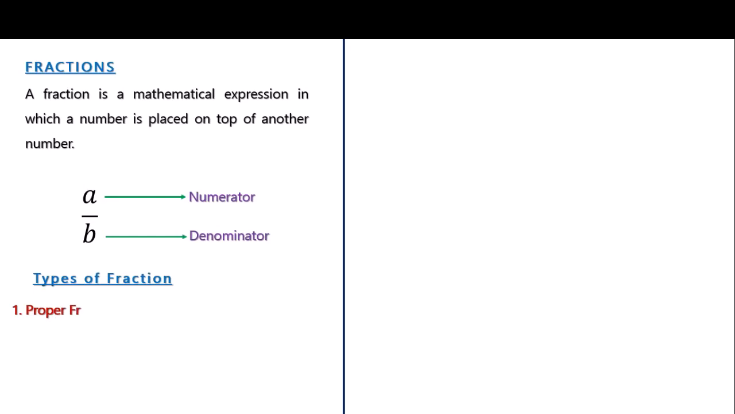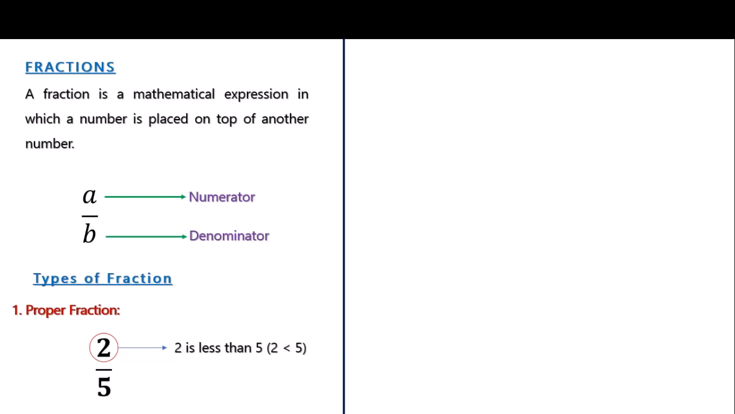The first type of fraction we have is called a proper fraction. A proper fraction is a type of fraction whose numerator is less than the denominator. For example, we have 2 over 5. You will see that the number at the top, which is 2, is actually less than 5. So whenever you have this type of fraction, it's known as a proper fraction, because obviously you can see 2 is less than 5.